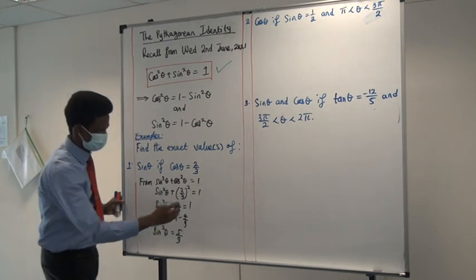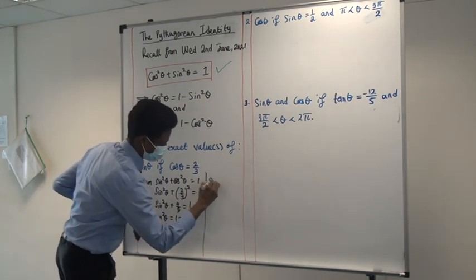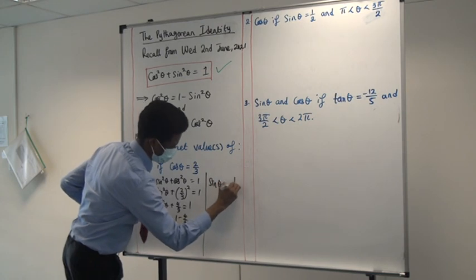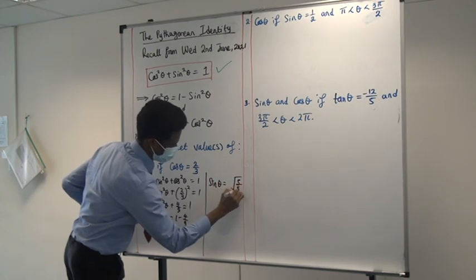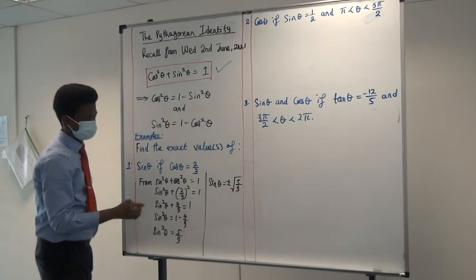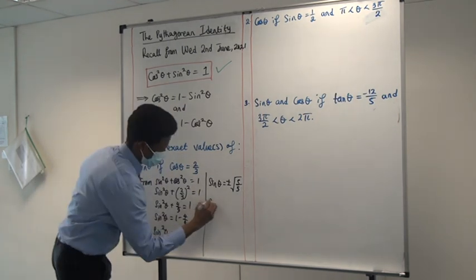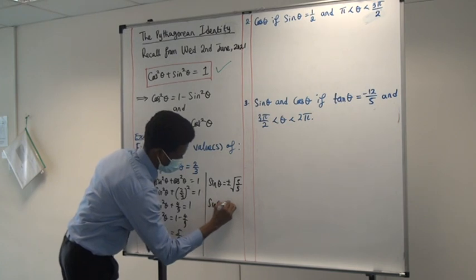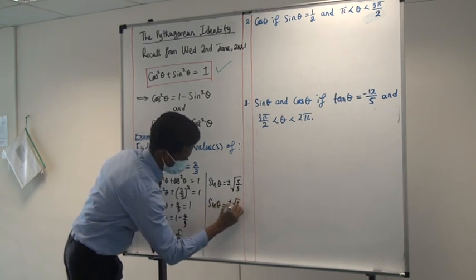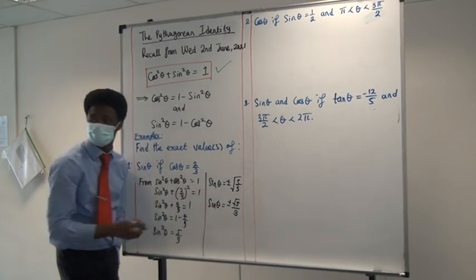Then my sine theta will be what? Square root of 5 over 9, but plus or minus. Since it says exact values, there might be 2 of them. So you stop by saying sine theta is equal to plus or minus the square root of 5 over 3. That's it.